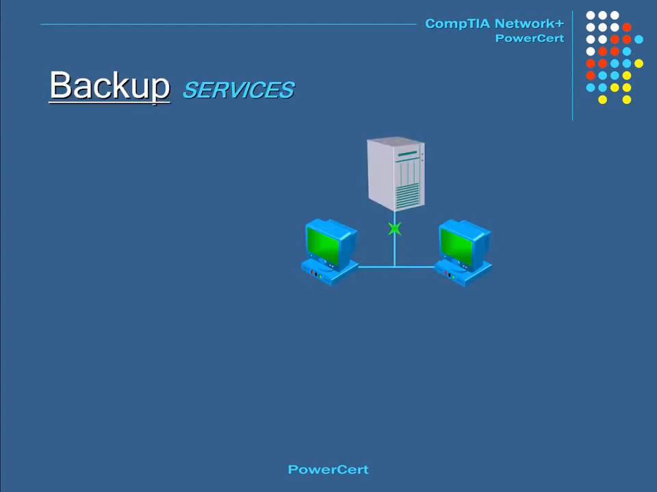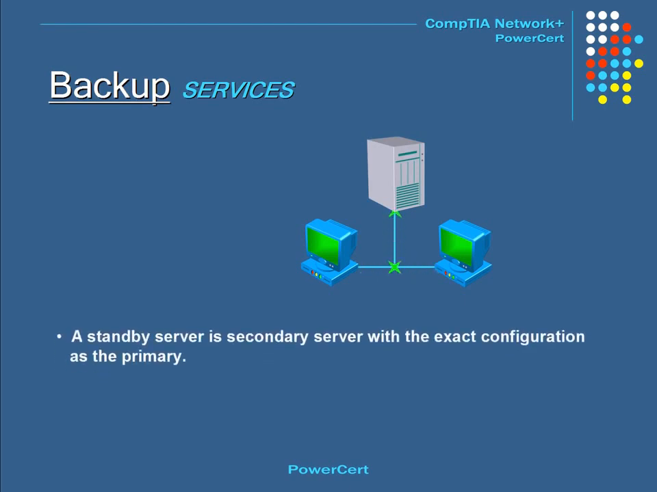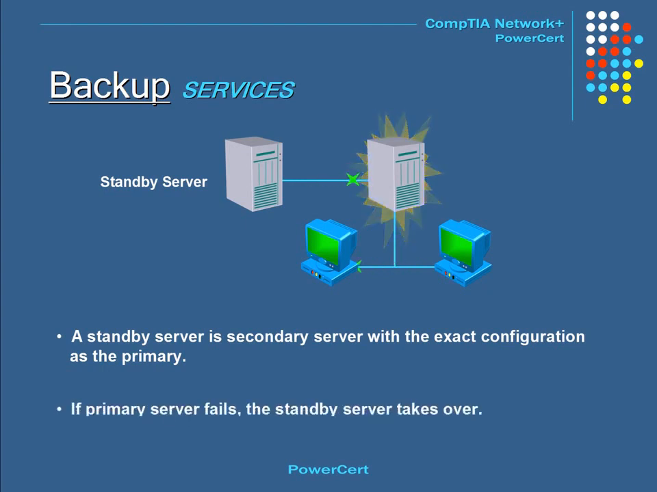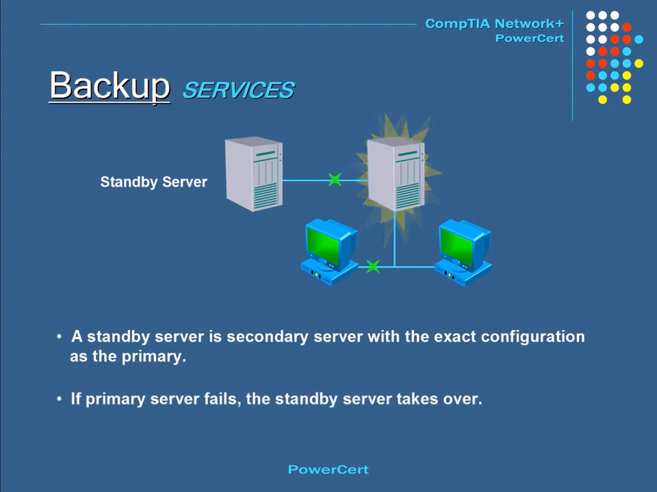There are also backup services, which could be defined as having backup servers to keep your network in constant operation. For example, a standby server. A standby server is a secondary server with the exact configuration as the primary server. Now this server is not actually being used, but its data is constantly being updated with the primary server. So if something were to happen to the primary server, the standby server would immediately take over.